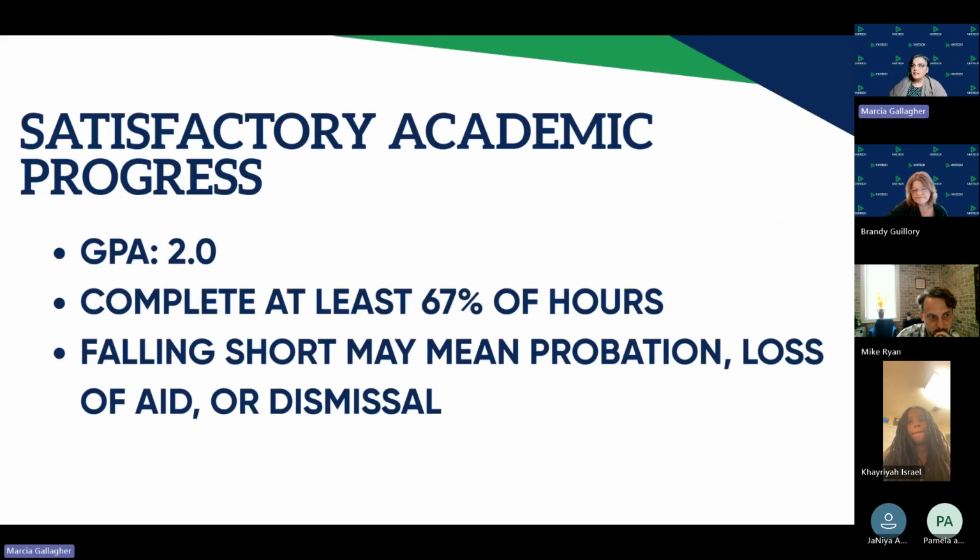So let's talk about satisfactory academic progress. You must maintain a 2.0 and complete at least 60% of your hours. Falling short may mean probation, loss of aid, or dismissal.